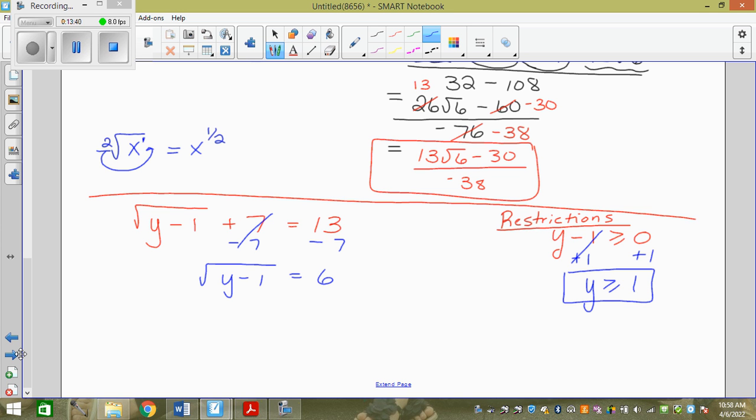Squaring it. So how do I get rid of a square root? I'm going to square both sides. So I'm going to square this, and I'm going to square this. Now how does that work?